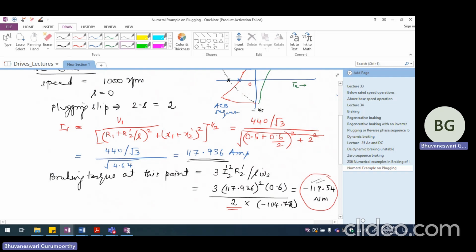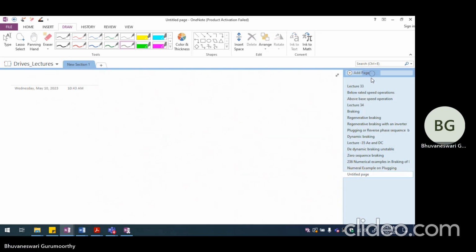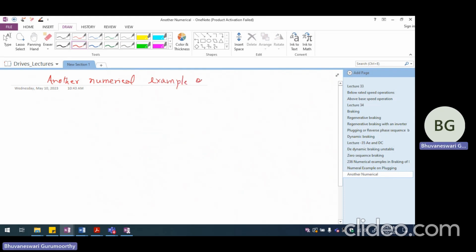One more problem on plugging. So let me try to do one more problem on plugging. This is another numerical example on plugging.